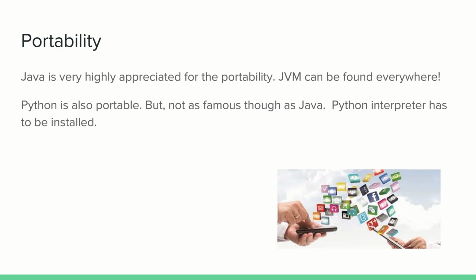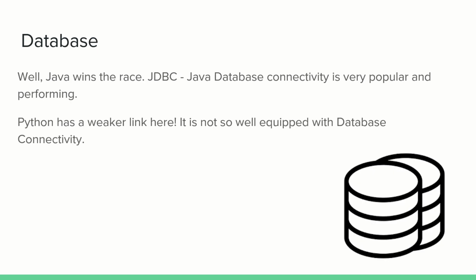Portability, which is portable? By now you could have understood JVM is available everywhere. The Java virtual machine is available everywhere, and it's very easy, and it's famous for its portability. Python is also portable, but it's not as famous as Java. The Python interpreter has to be installed, and it's portable still, but JVM has gained a lot of popularity over it, and the brand value speaks there.